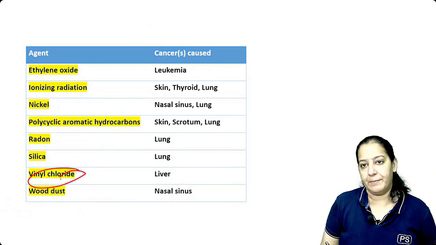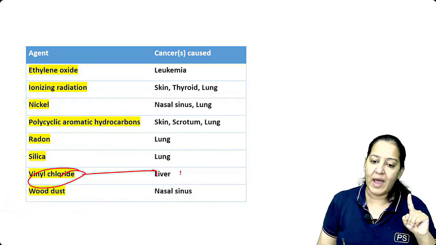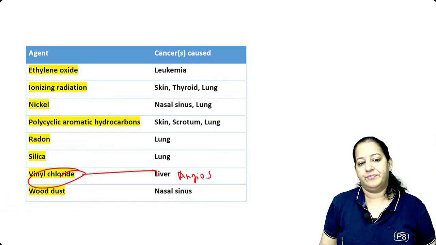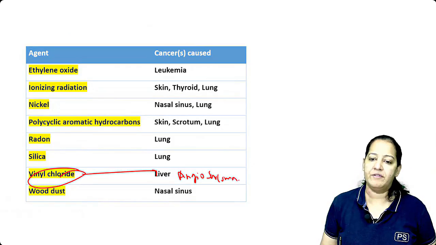Vinyl chloride is ultra important. Vinyl chloride leads to angiosarcoma of liver. Angiosarcoma of liver. Please learn that.